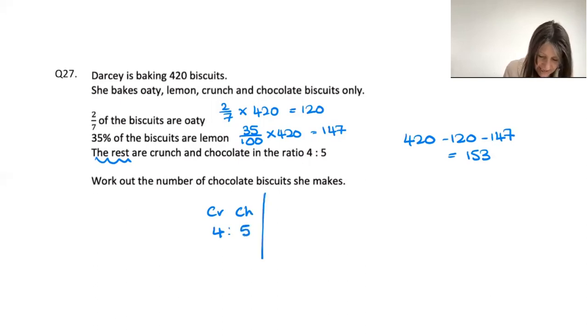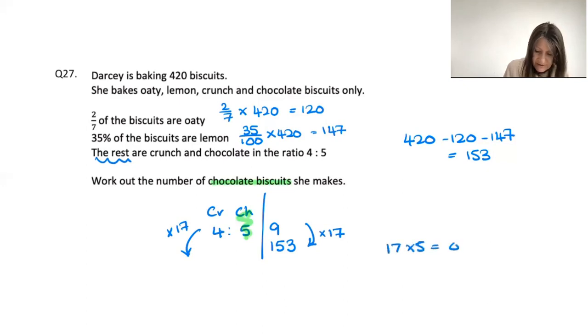The ratio has a total of 9. I have got a total of 153 biscuits that are actually left. So you work out by dividing. 153 divided by 9 tells you that you've got to multiply by 17. So you times this by 17. The question only wants to know about the chocolate biscuits. So I'm going to do 17 times 5 to finish off. And we've got 85 chocolate biscuits.